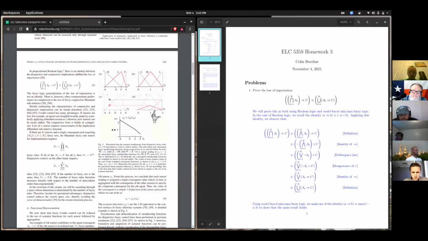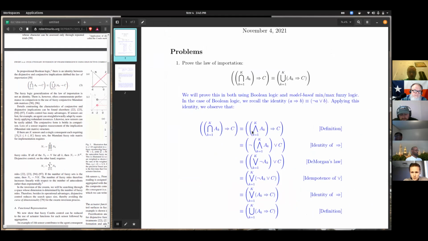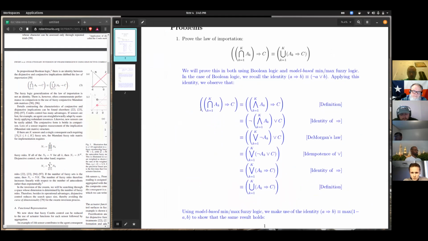All right, are you able to see this? Yes. So here's the law I was trying to prove. I basically just converted it to ANDs and ORs using this identity here: A implies B is the same thing as not A or B.